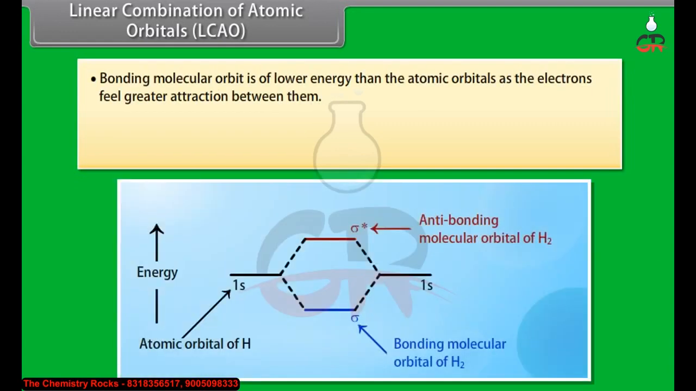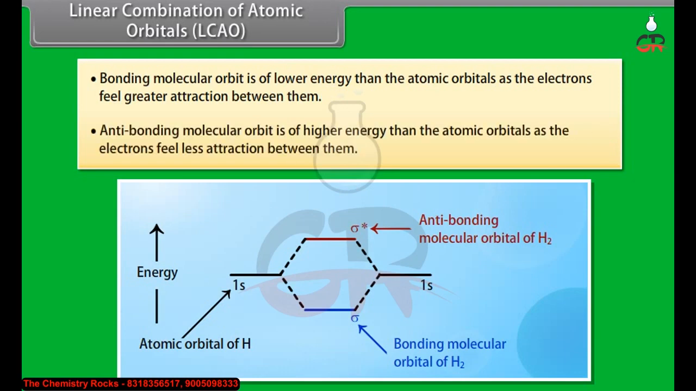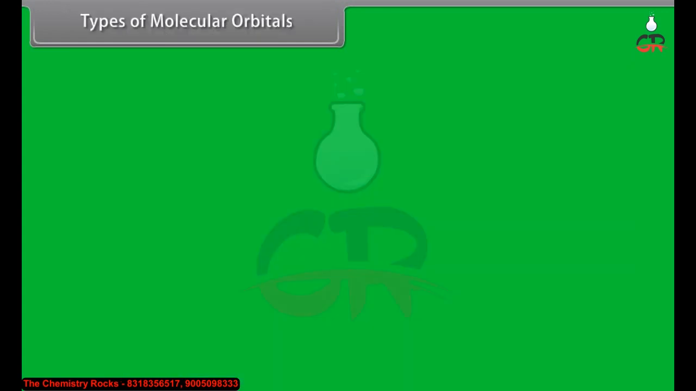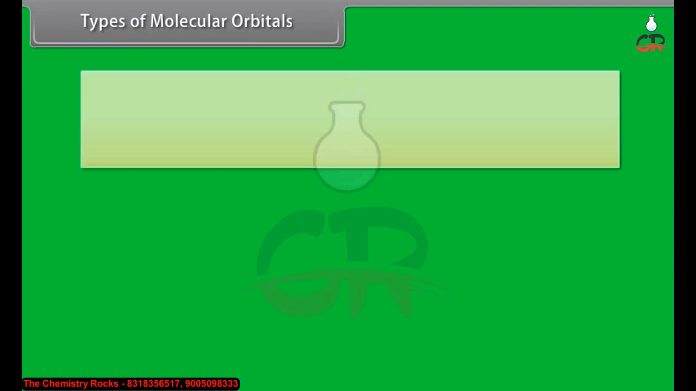Bonding molecular orbital is of lower energy than the atomic orbitals as the electrons feel greater attraction between them. Anti-bonding molecular orbital is of higher energy than the atomic orbitals as the electrons feel less attraction between them. Types of molecular orbitals.